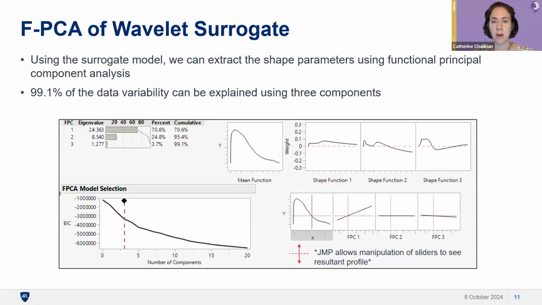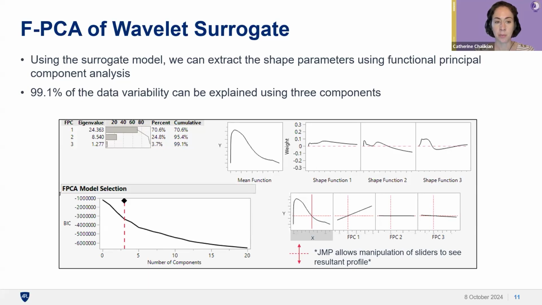So the next step in our modeling process was, in JMP, we performed FPCA on the wavelet surrogate model to extract those shape parameters and the functional principal components. You'll see in the bottom left of the figure, there's a black diamond with a red line that allows us to toggle between the number of principal components we want to select. So we're able to quickly see how that changes the output above and see how the number of components explains the variability in the data.